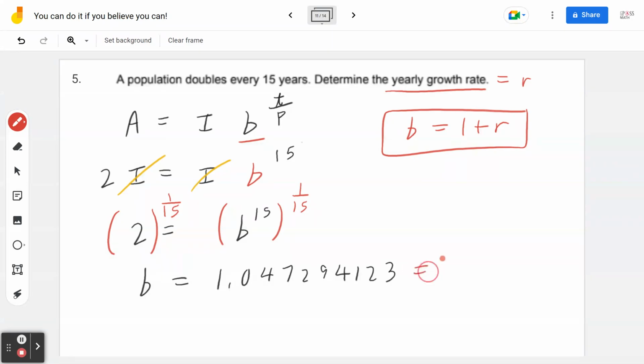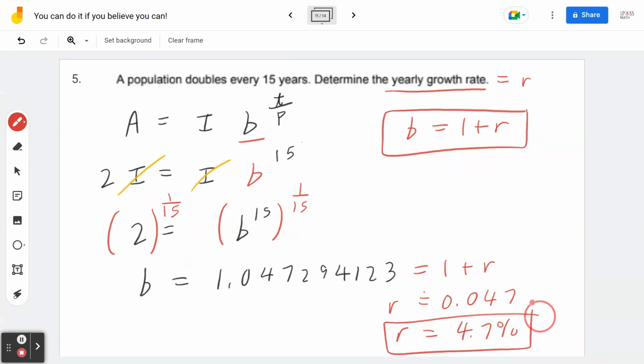So if this equals 1 plus R, what you're saying is that R is going to be the left-hand side minus 1, which, if you round it to 1 decimal in terms of percent, is 0.047, or approximately 4.7%. So again, don't forget, you're looking for the annual or the yearly growth rate. You're not looking for the value for B.